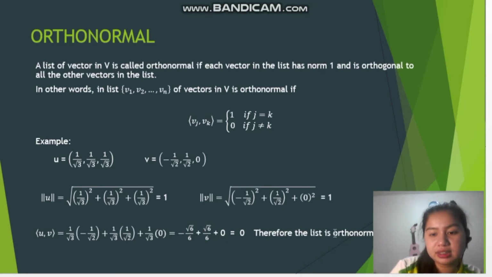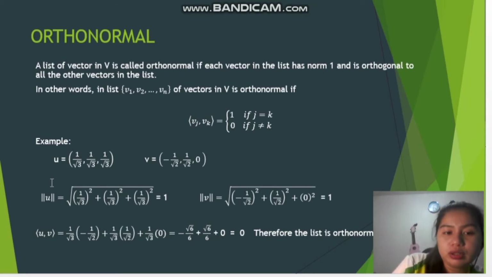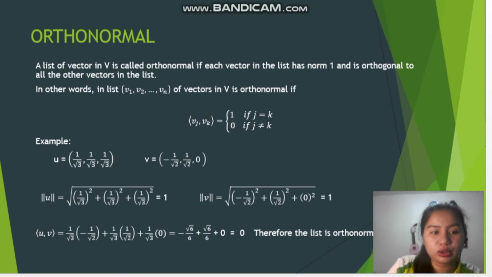So, therefore, the list is orthonormal, or U and V are orthonormal. Kasi, ang na-compute nating norm ay 1 and they are also orthogonal. 0 yung kanilang inner product. So, that is orthonormal. So, what if hindi orthonormal yung given?